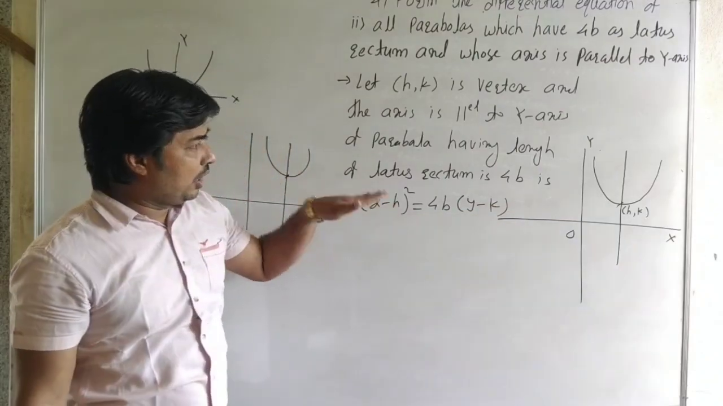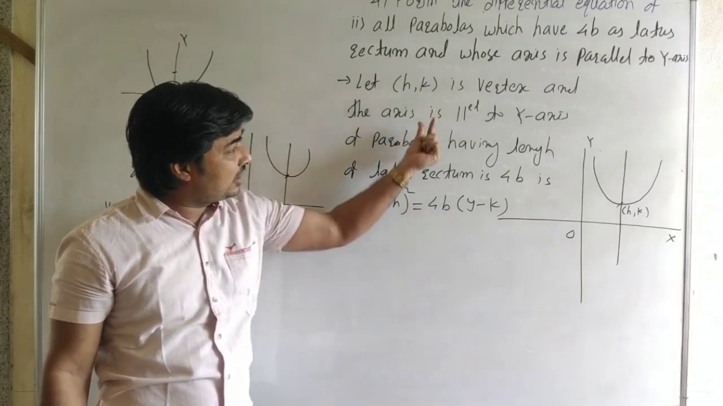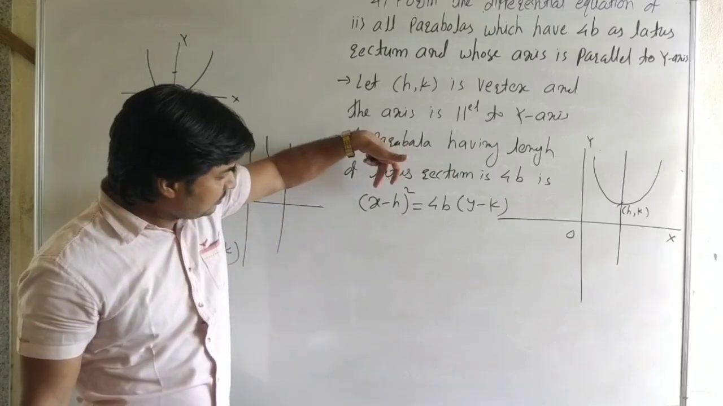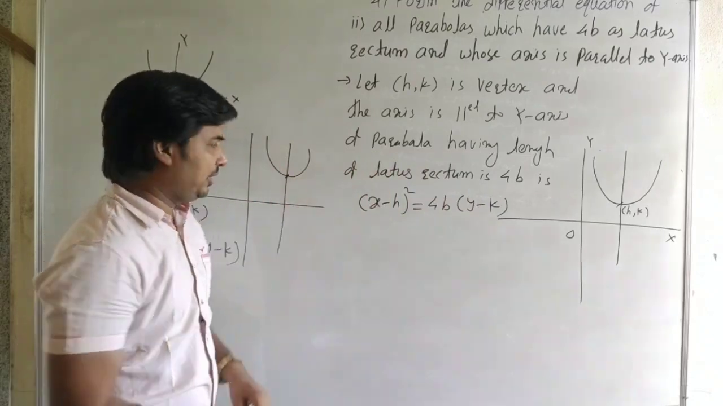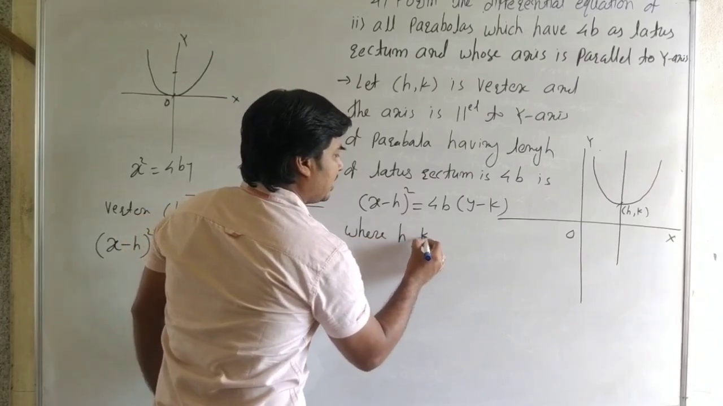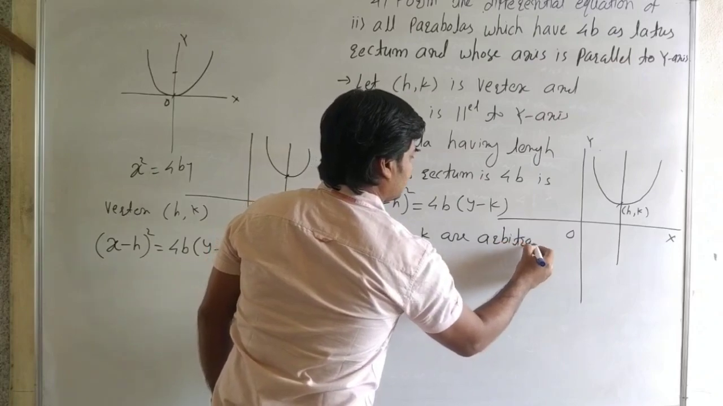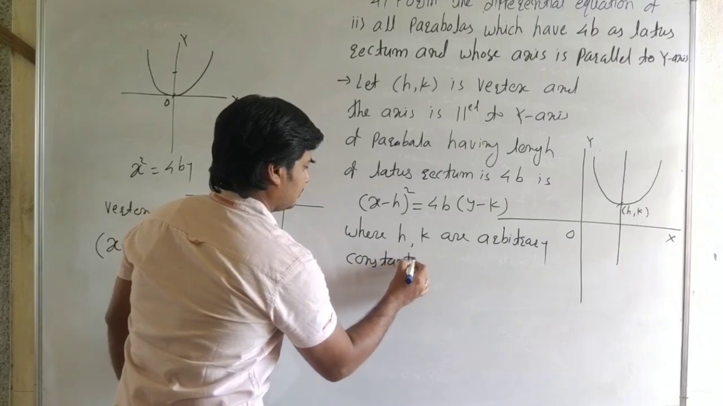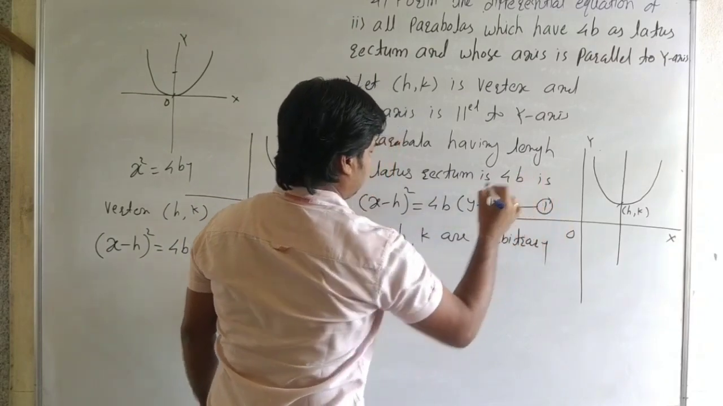See carefully. Here h and k are the arbitrary constants. Here 4b is given. It is a fixed constant, the length of latus rectum of the parabola. But here the vertex is not given. Therefore h and k are arbitrary constants. Therefore we differentiate this equation. We write this as equation number 1.